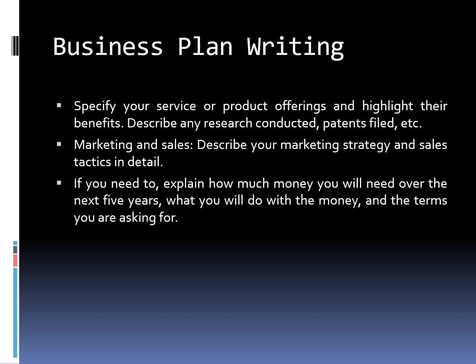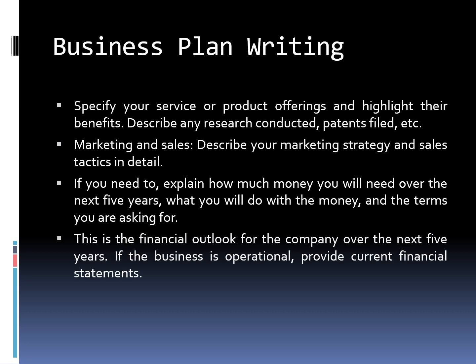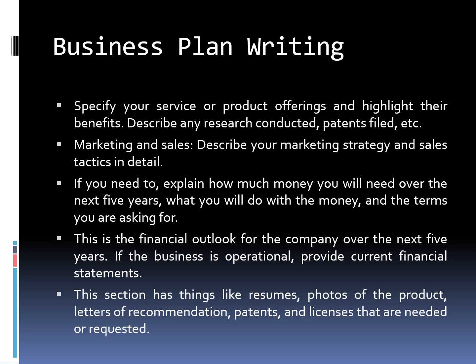If you need to, explain how much money you will need over the next 5 years, what you will do with the money, and the terms you are asking for. This is the financial outlook for the company over the next 5 years. If the business is operational, provide current financial statements. The appendix section has things like resumes, photos of the product, letters of recommendation, patents, and licenses that are needed or requested.